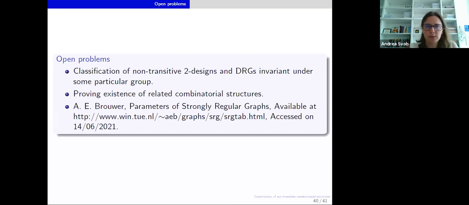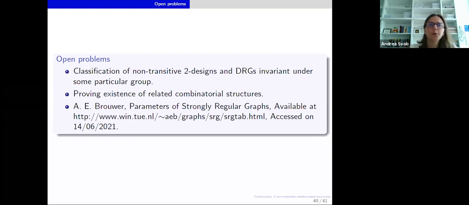The open problems here are, you have a bunch of open problems. When you lose transitivity, it is again very hard to do some type of classification, but it is always an open problem to try to make a classification of non-transitive designs or distance regular graphs or strongly regular graphs that are invariant under some particular group or having some particular orbit matrix.